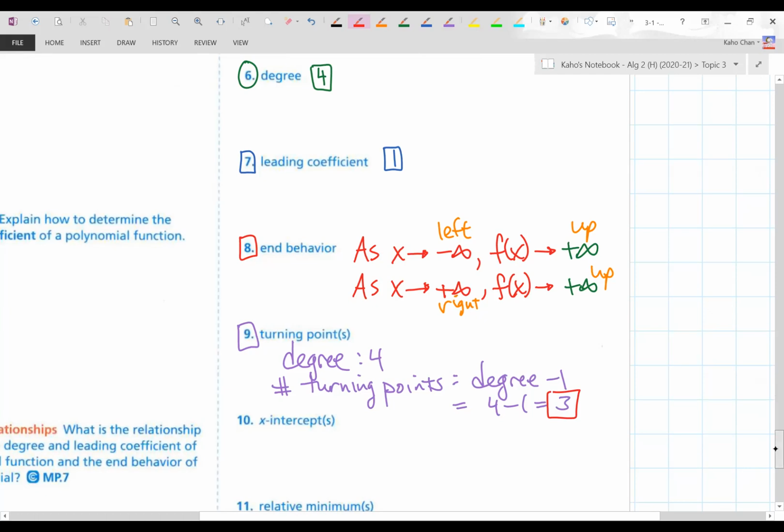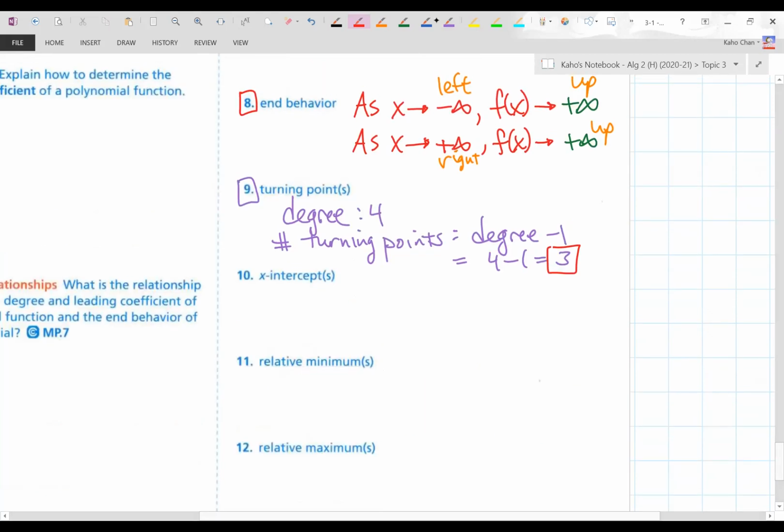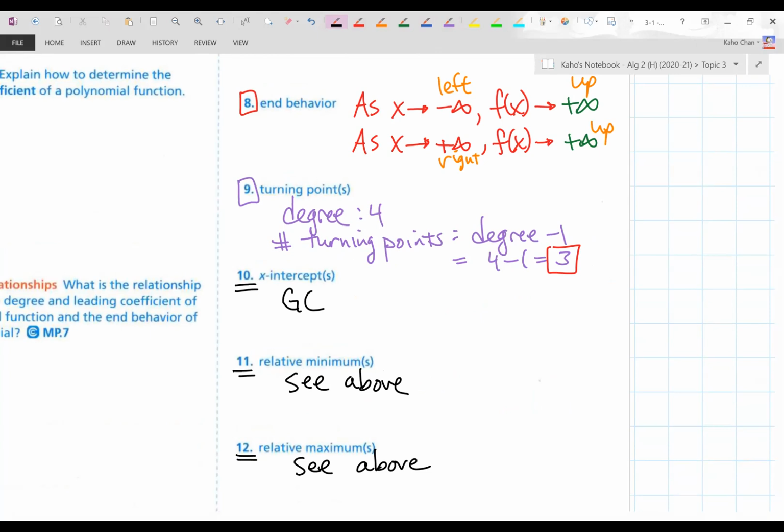X-intercepts. Well, this is a case where you need technology, definitely. You need a graphing calculator. Same thing goes for number 11 and number 12. I'm going to go ahead and place them on the actual graph. I'm going to write down C above for both of these. On our graphing calculator, we will eventually find the x-intercepts; they cross the x-axis at -4, -2, 1, and 3. I'm going to write that down.